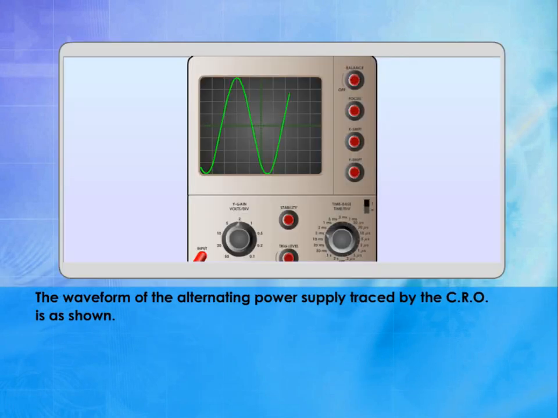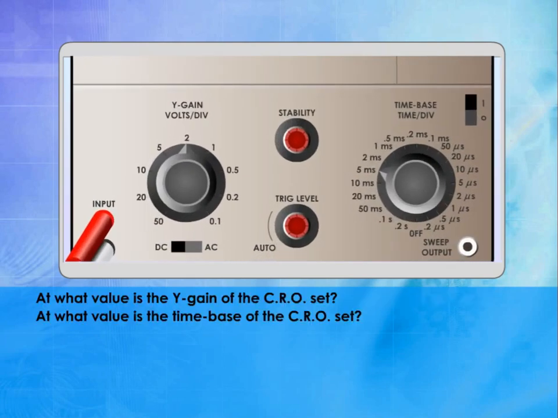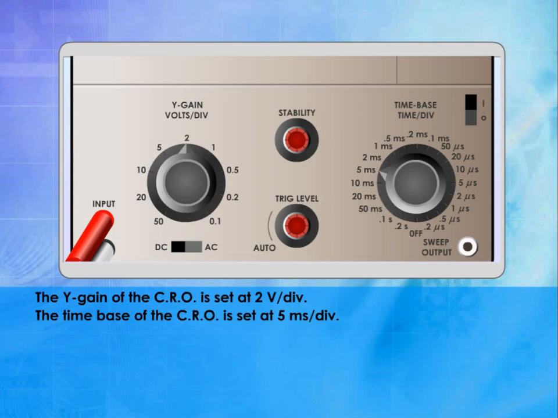The waveform of the alternating power supply traced by the C.R.O. is as shown. At what value is the Y gain of the C.R.O. set? At what value is the time base of the C.R.O. set? The Y gain of the C.R.O. is set at 2 volts per division. The time base of the C.R.O. is set at 5 milliseconds per division.